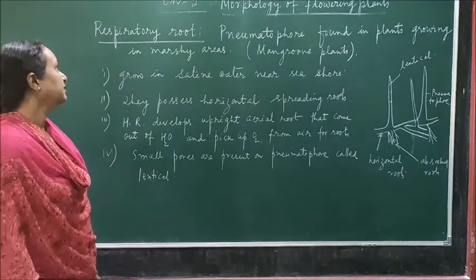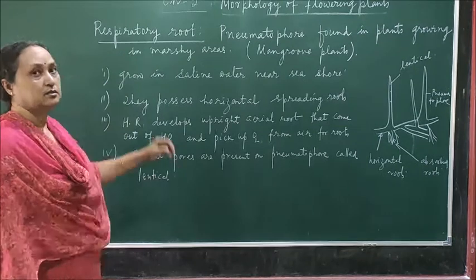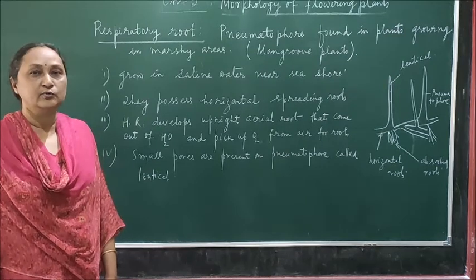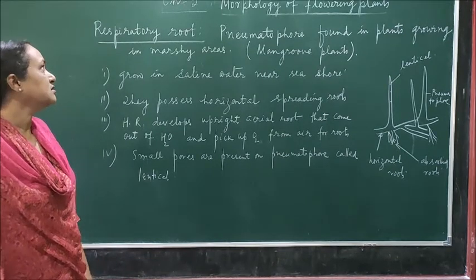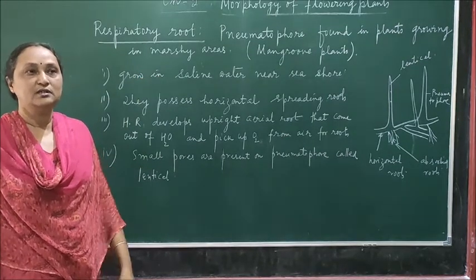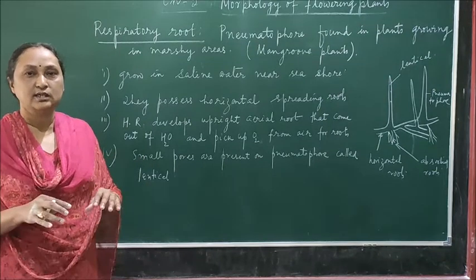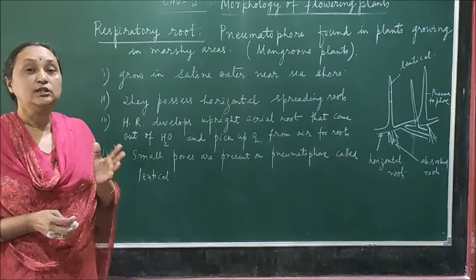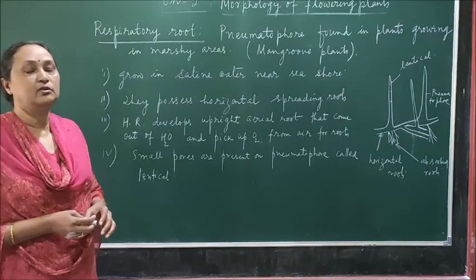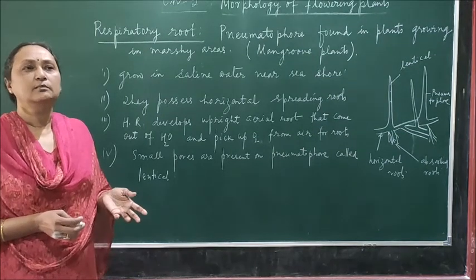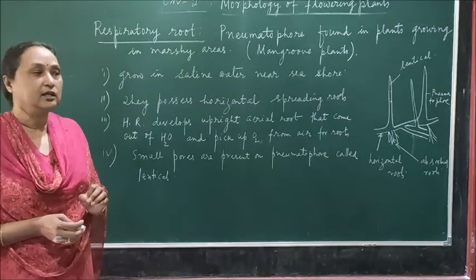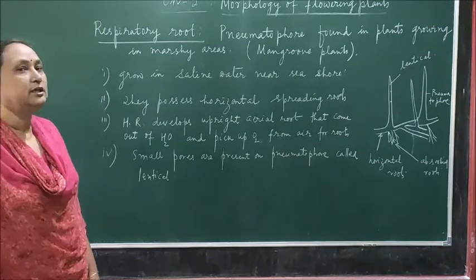The second type of modification is to respire, or respiratory roots. And the respiratory roots are called pneumatophores. They grow mainly in plants which grow in marshy and saline areas. Marshy means the area where there is mud and slush, and salty area means the soil is salty. In those areas you can find the plants developing. Not all the plants, but mainly the plants which grow near the seashore have respiratory roots. And the respiratory roots are called pneumatophores.